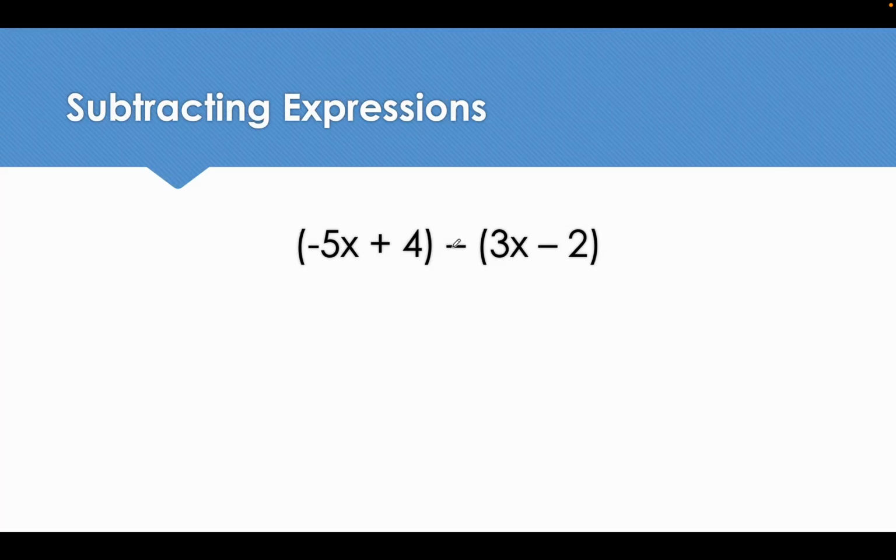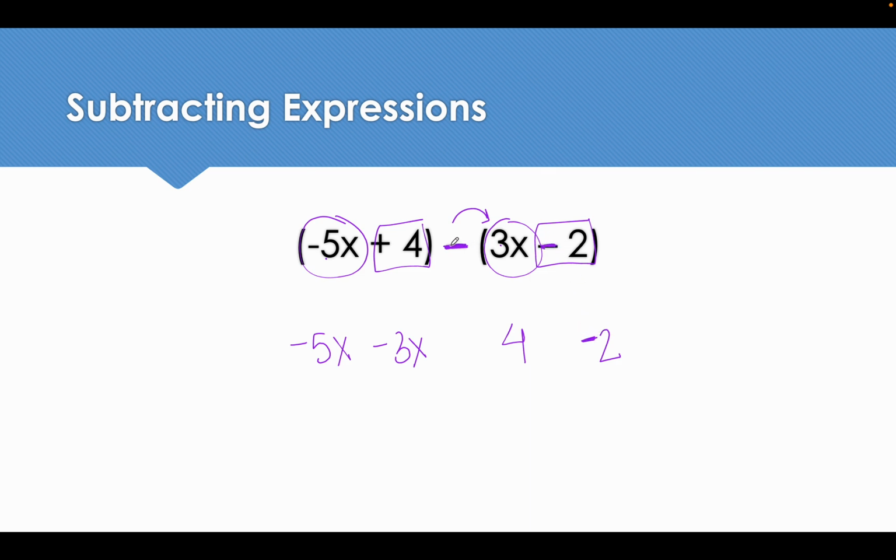Okay, let's try this example. Again, focusing on that subtraction sign in the middle, we have a negative 5x minus the 3x. We're going to subtract the 3x from the negative 5x. I am going to bring down the plus 4, or just the 4. And then I'm also going to bring down the minus sign, this minus sign with the 2.